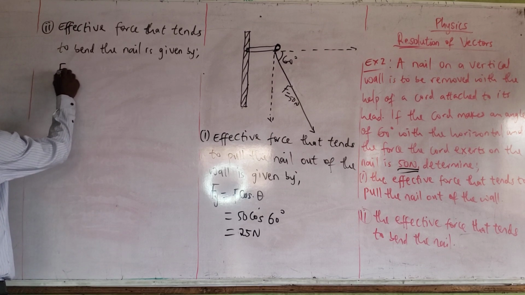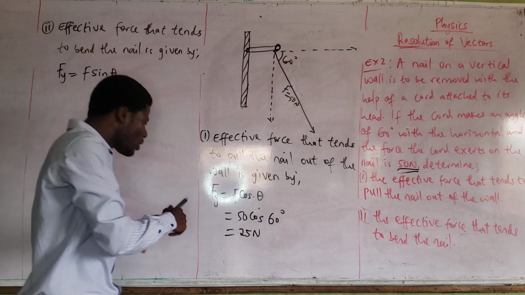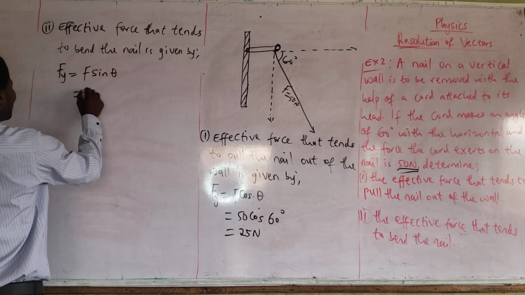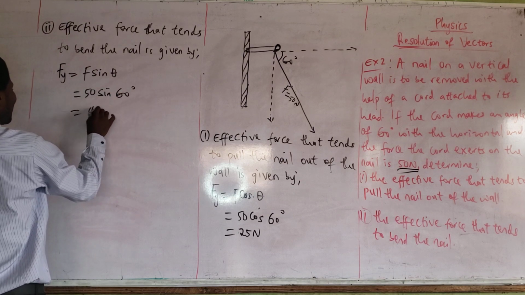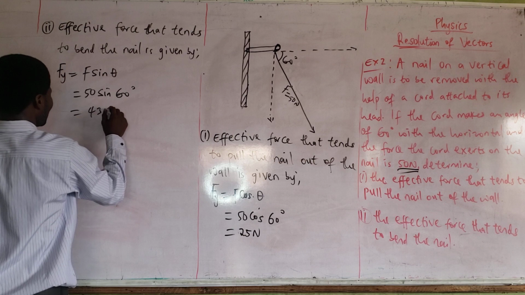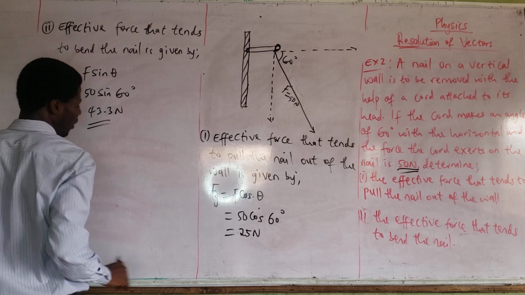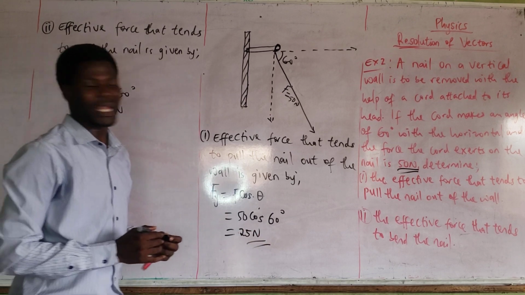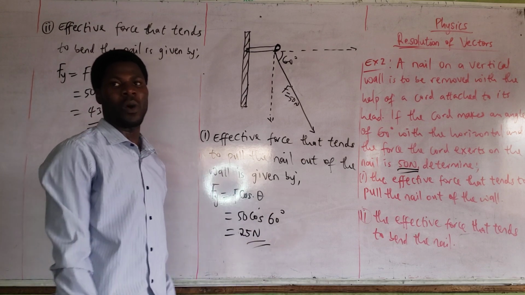And that is Fy equals F sine theta. But the one that tends to pull it out of the wall is the horizontal one. And that will give us 50 sine 60, and that is 43.30. So this is the effective force that tends to bend the nail. The one that tends to pull the nail out of the wall is the horizontal one.